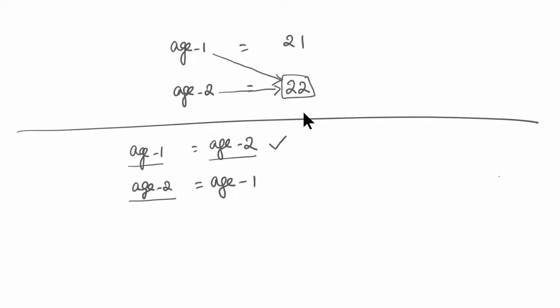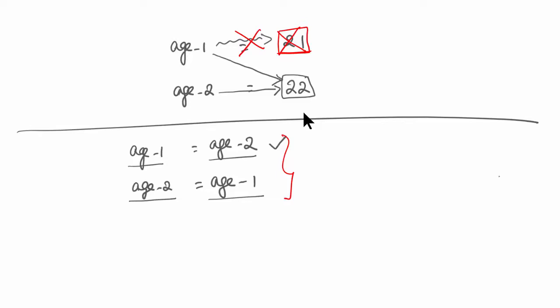Now when you say age_2 equals age_1, age_1 has already lost this pointer. So this pointer is lost, meaning you no longer know what is the variable that points to this age. So this way of doing the swapping does not work. Now you might already know this does not work, but try and understand why it does not work.